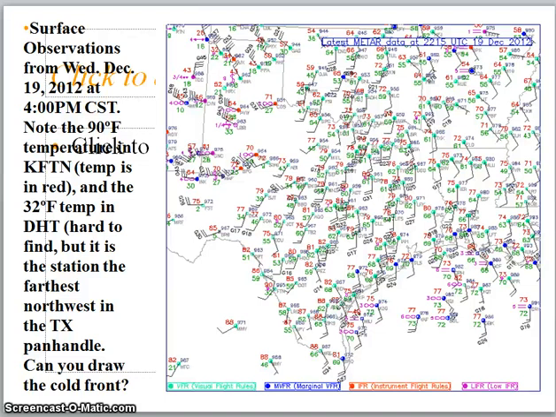So the 90-degree temperature is in a town called Dimmitt, Texas. The 32-degree temperature is in a town called Dalhart, Texas. So somewhere in there is a cold front. Can you draw it? Can you draw where the cold front is? I'll bet you can. I think it's kind of a no-duh. By the way, there are some places in Texas that have blowing dust in the advance of that cold front. So it was a very interesting day, Wednesday, December 19th, 2012.